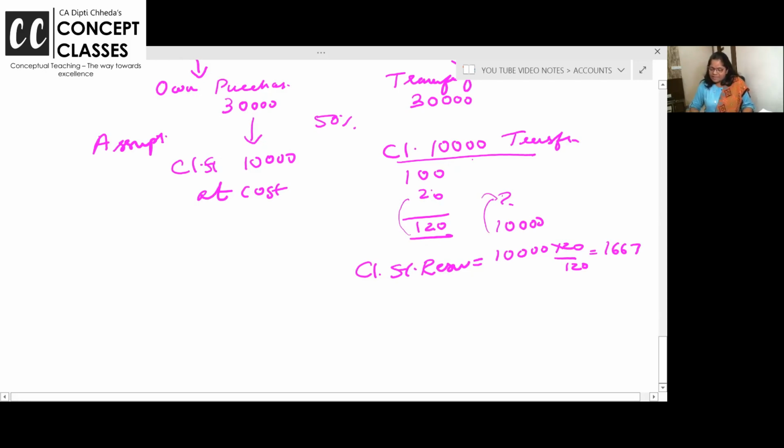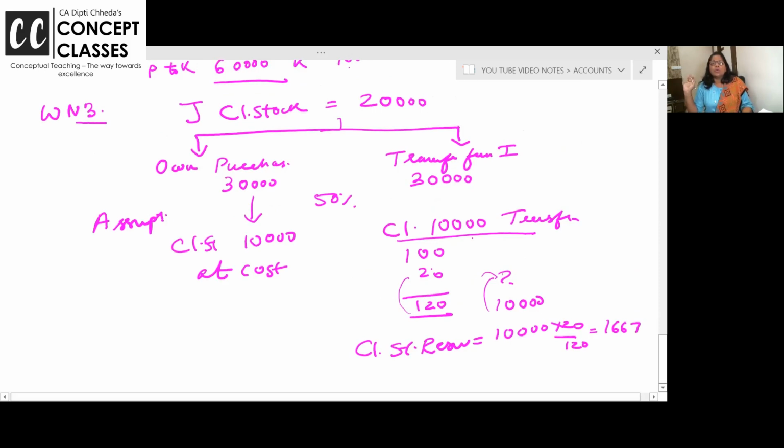1667. Now this working note 3 is over. 10,000 is your own purchased closing stock at cost. No stock reserve. It's your own purchased goods at cost.